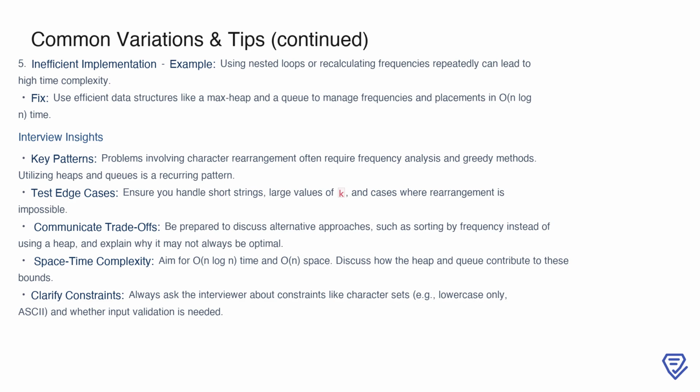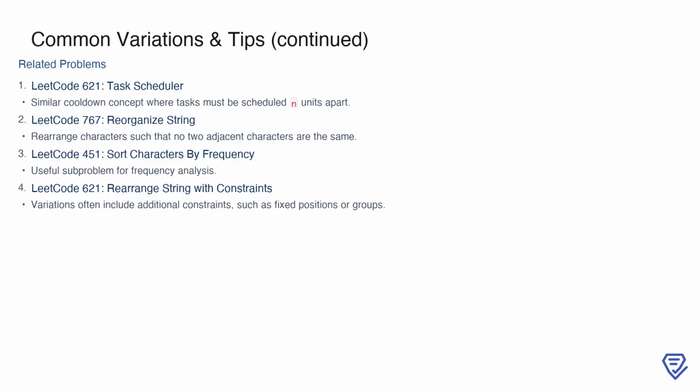Lastly, always clarify constraints with the interviewer, such as whether the input contains only lowercase letters, or if additional input validation is required. This problem has strong connections to other popular problems on LeetCode, which can help you see common patterns and strategies. For example, LeetCode 621, the task scheduler problem, involves a similar concept where tasks must be scheduled with a cooldown period of n units.